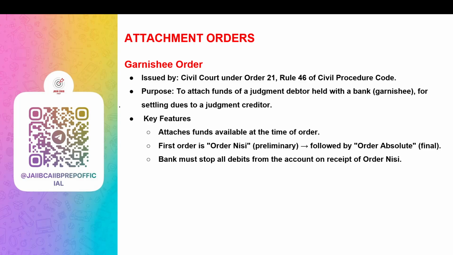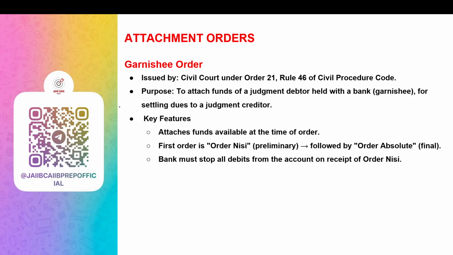Now, if the judgment debtor has money lying with someone else, like a bank, the court can instruct that bank not to allow the debtor to withdraw the money, and the bank is called the garnishee. So, this is a garnishee order. What are the types of garnishee orders? There are two types, order nisi and order absolute.